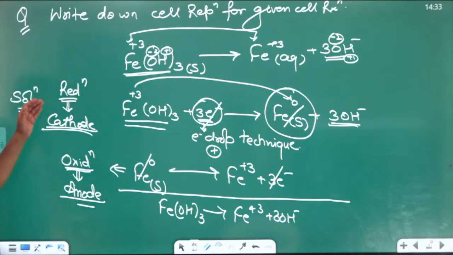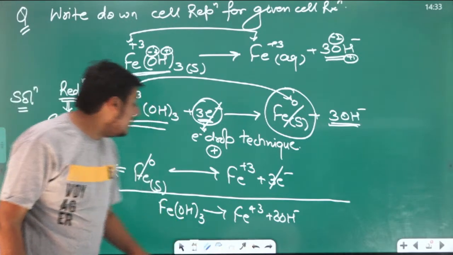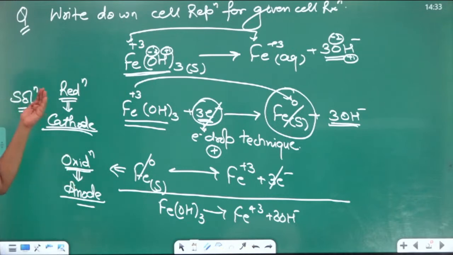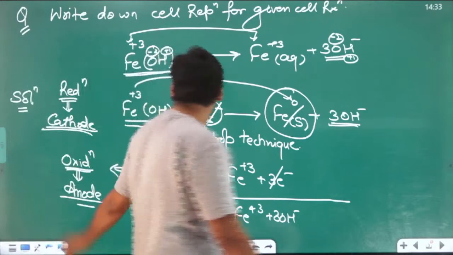Now during this process I have found the reactions for reduction and oxidation. That means I have the anodic and cathodic reactions. So we will separately represent them. We will represent cathode, we will represent anode. How will we represent cathode?